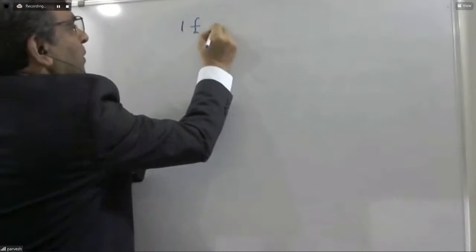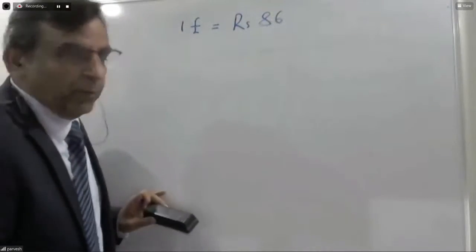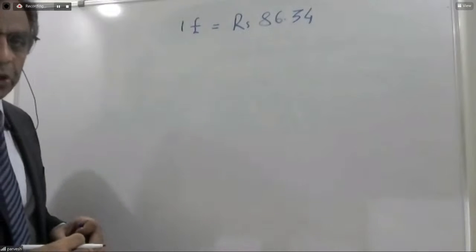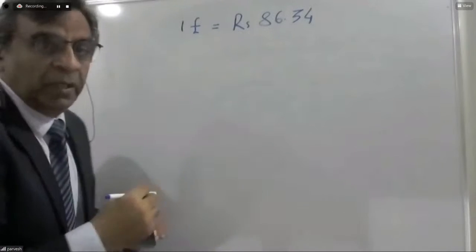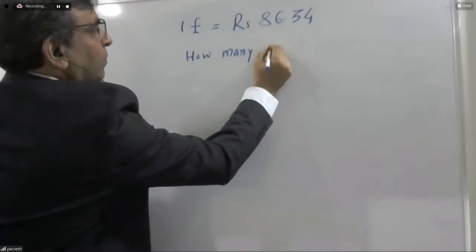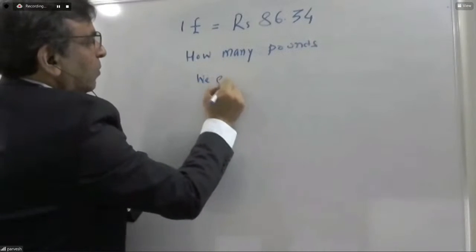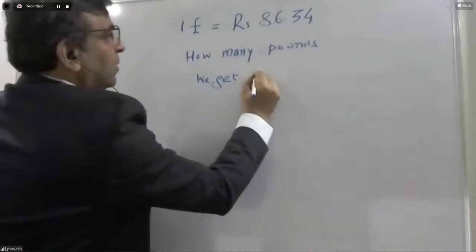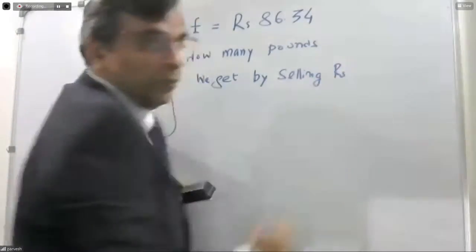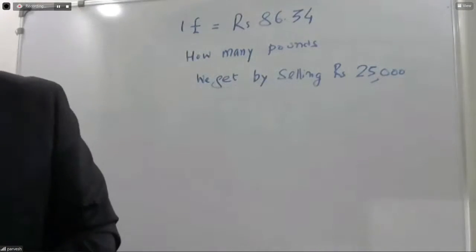1 pound is equal to rupees 86.34. Now it's very close to 100 now, okay? But the time we prepared this question, it was 86.3. Find how many pounds we get by selling rupees 25,000. Okay, so do this.